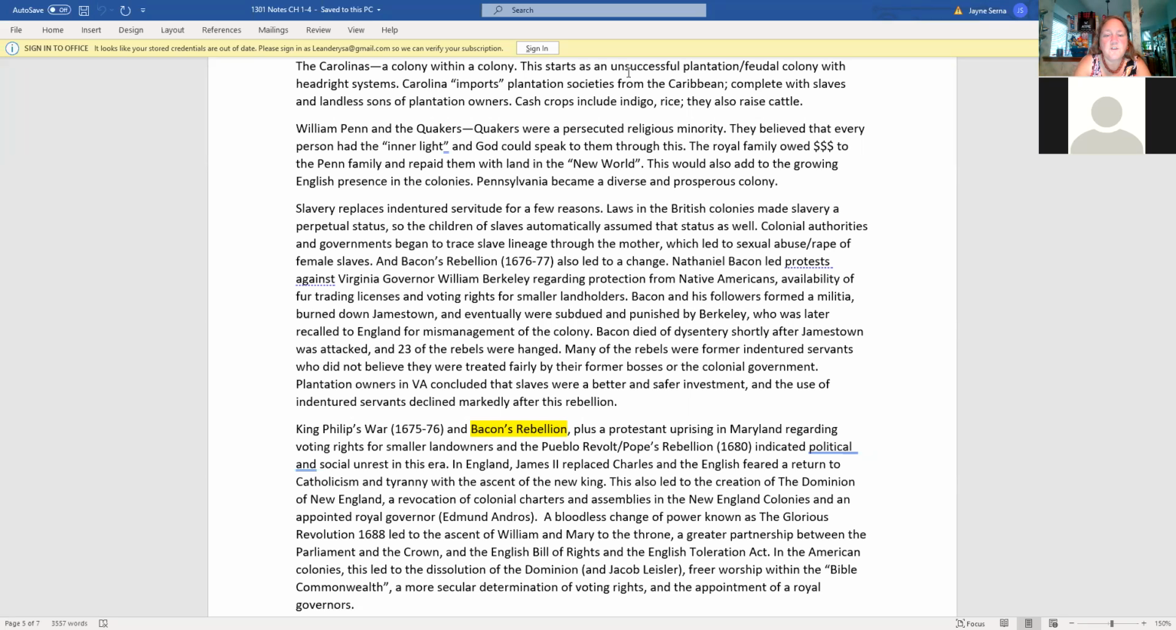And he is going to say, we're going to form our own militia so that we can protect ourselves from native attacks. And we want voting rights for smaller landholders. And we also want a better opportunity to gain fur trading licenses.